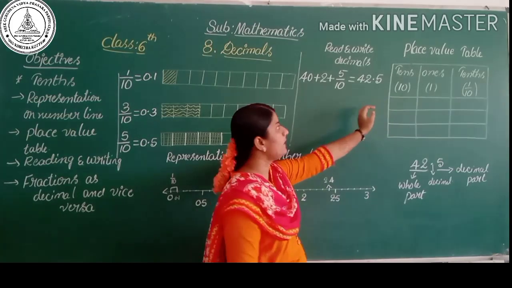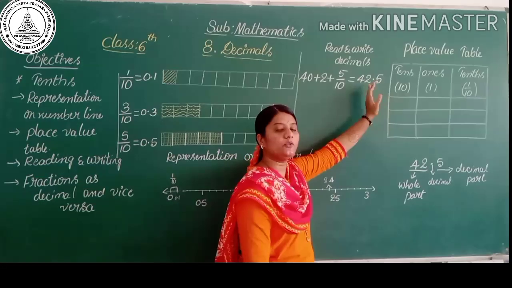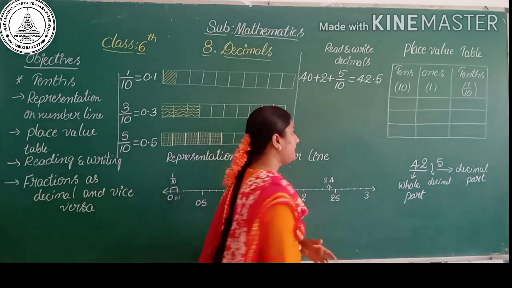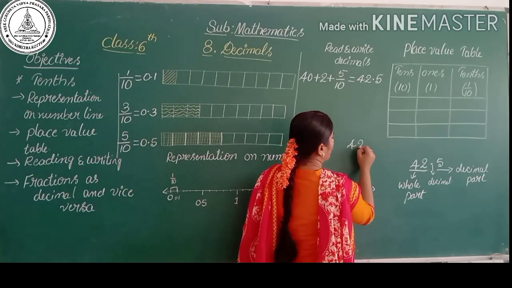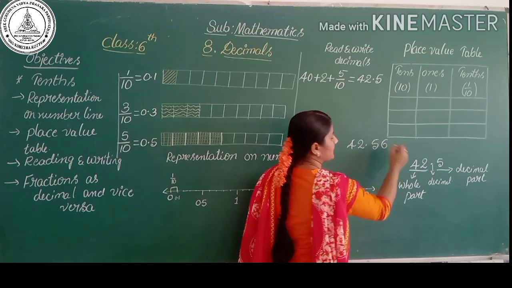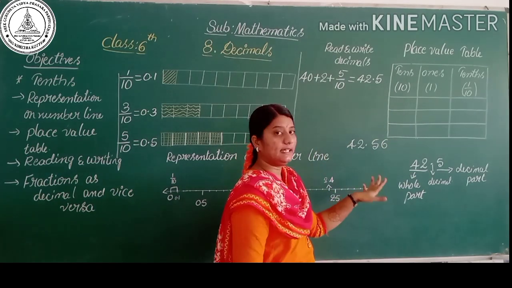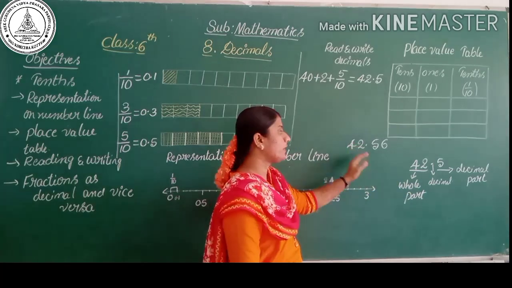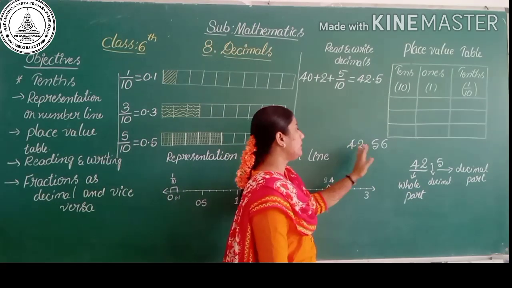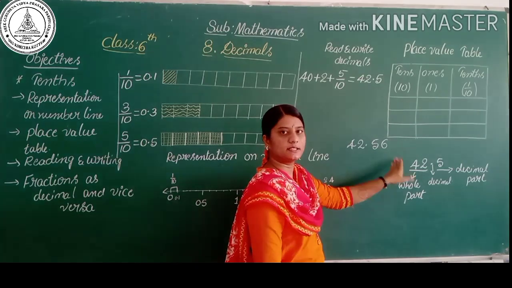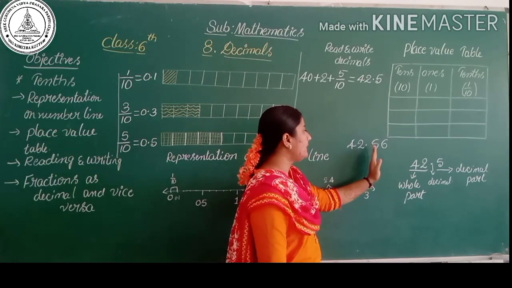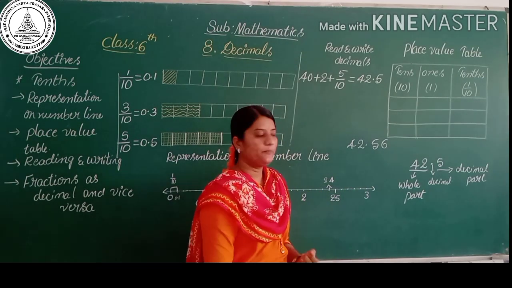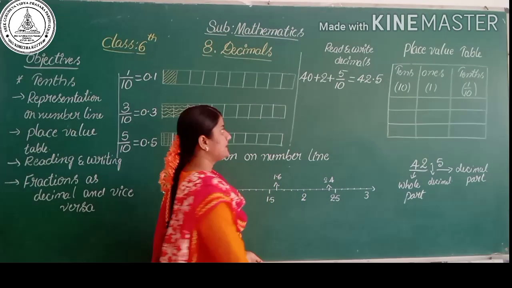42.5. Okay. So after the decimal point, we have to read the numbers as single digits. For example, if it is 42.56, we can't read it as forty-two point fifty-six. It is not correct. So we have to say it as forty-two point five six. After the decimal point, we have to read it as single digits. Okay. Then let's take the other example.